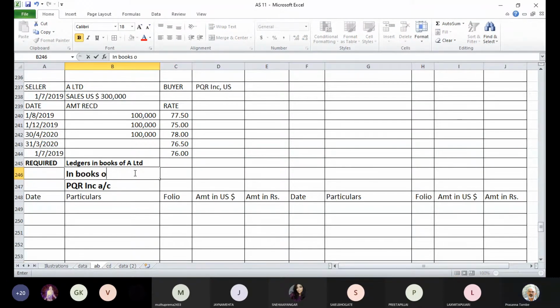Yes, sir. Books of A Limited. Now the first entry is towards the sale. 1st July 2019, there is a sale of US dollar 3 lakh and the rate on that day, 1st July 2019, is 76 rupees per US dollar. The entry will be PQR Incorporated account debit to export sales. So first entry, 1st July 2019, to export sales.